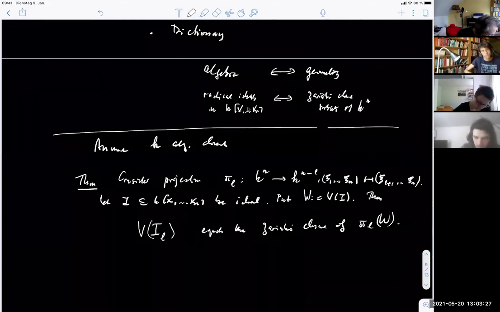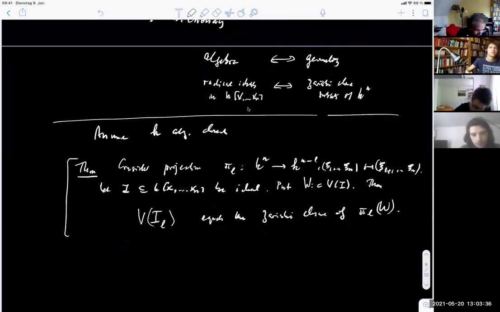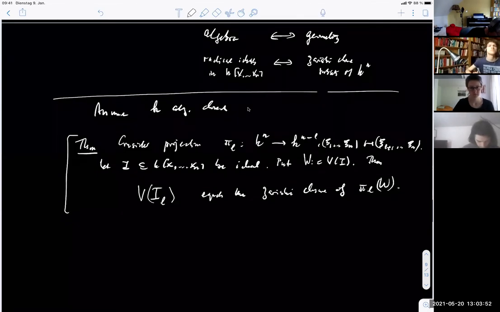Okay, we can do an example. Let's do an example. This is the statement. It means you do a projection, and you want to understand the image. I will immediately give an example now showing that the image is not always Zariski closed. Let's do this example.